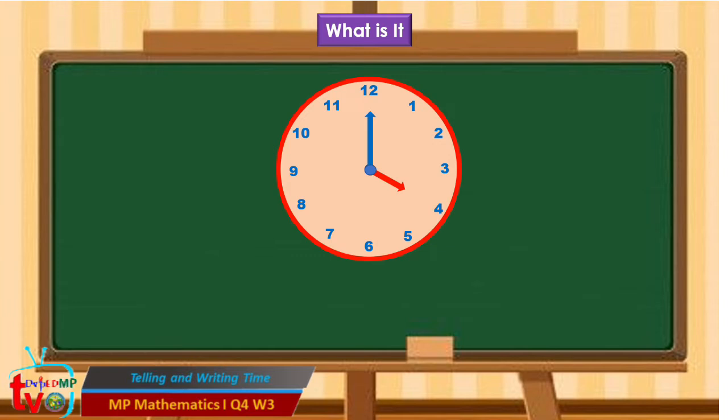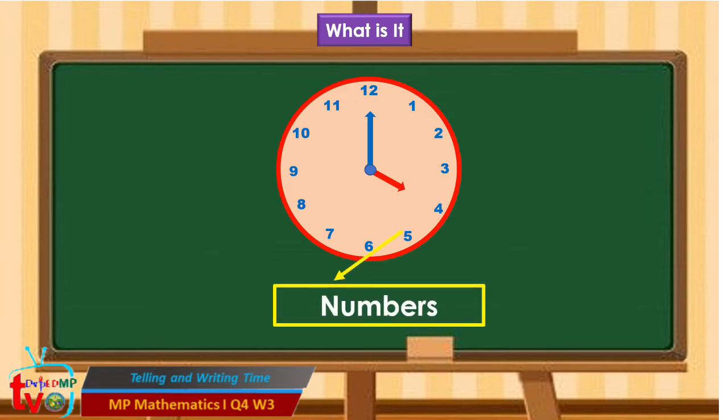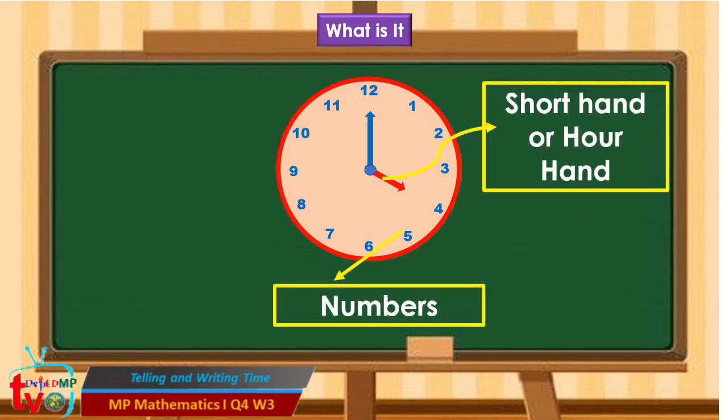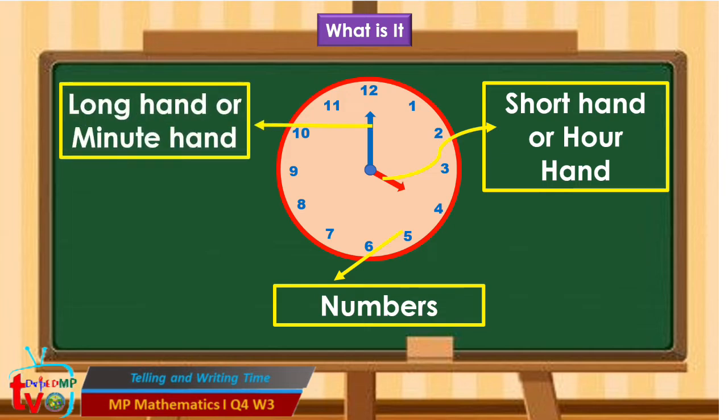An analog clock is a tool for indicating the time of day. The face of the clock has two hands and numbers. The short hand indicating the hour and the long hand indicating the minute. Some clocks have three hands, the third hand indicating the second.